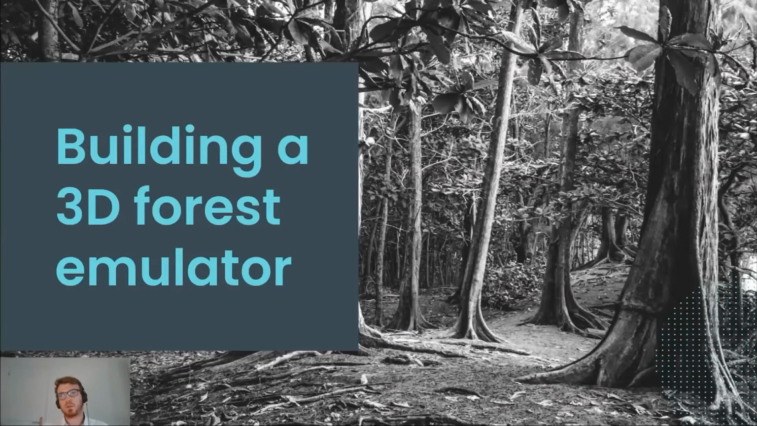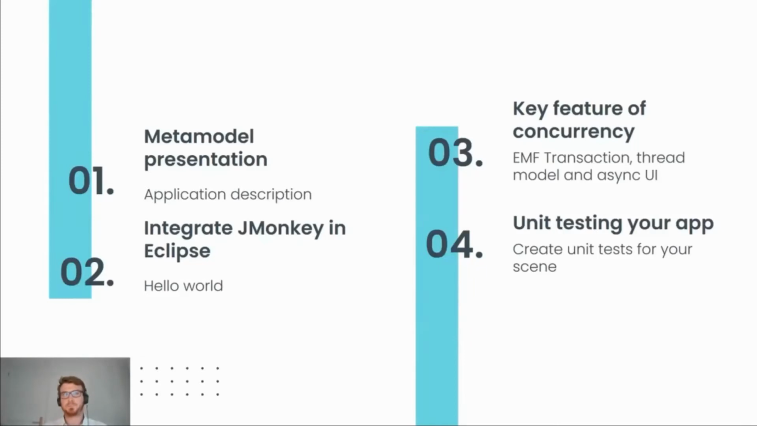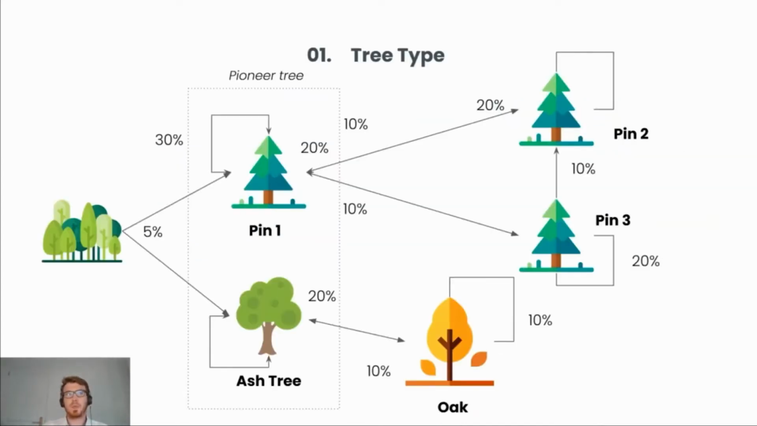Okay, as it's not an open source project, I wanted to show you some code, so I've built another app that emulates how a forest grows, following some simple rules, and I will use that to demonstrate some of the problems we had. I will first show you the meta models we use, then I'm going to go really fast on how to integrate JMonkey in Eclipse. Then we talk about concurrency and how to display elements in the scene, and some testing.